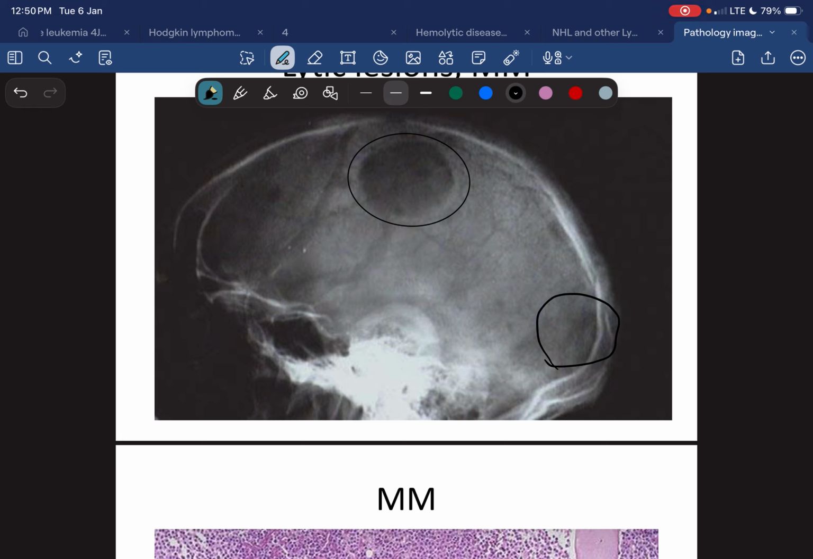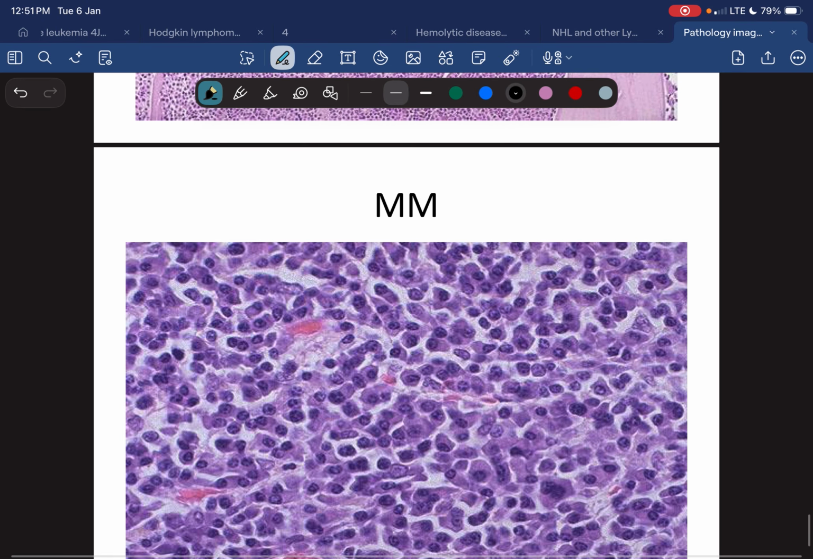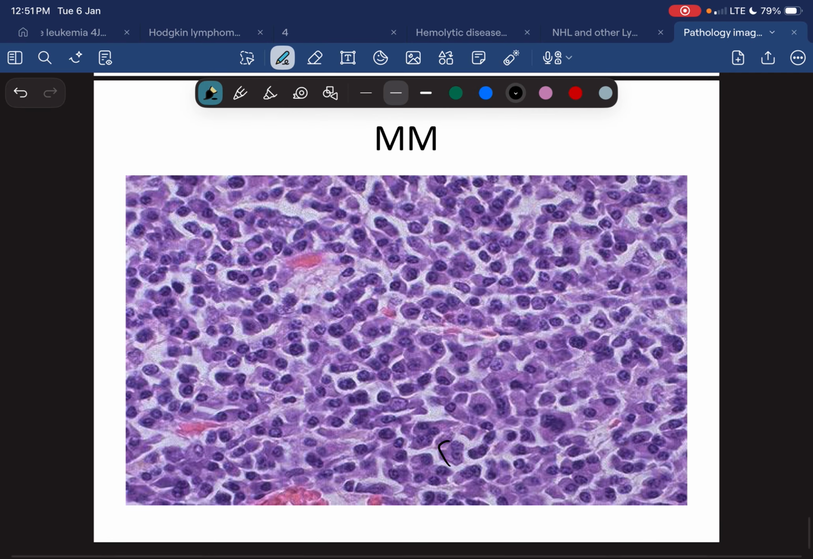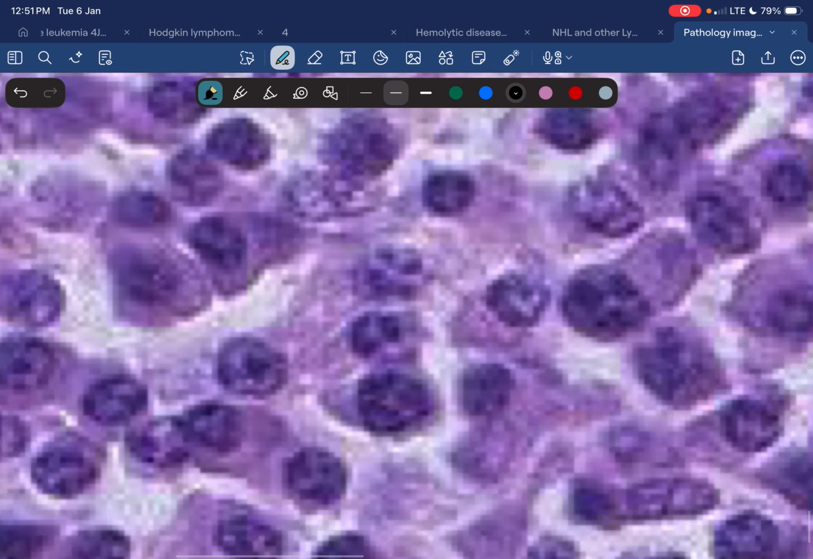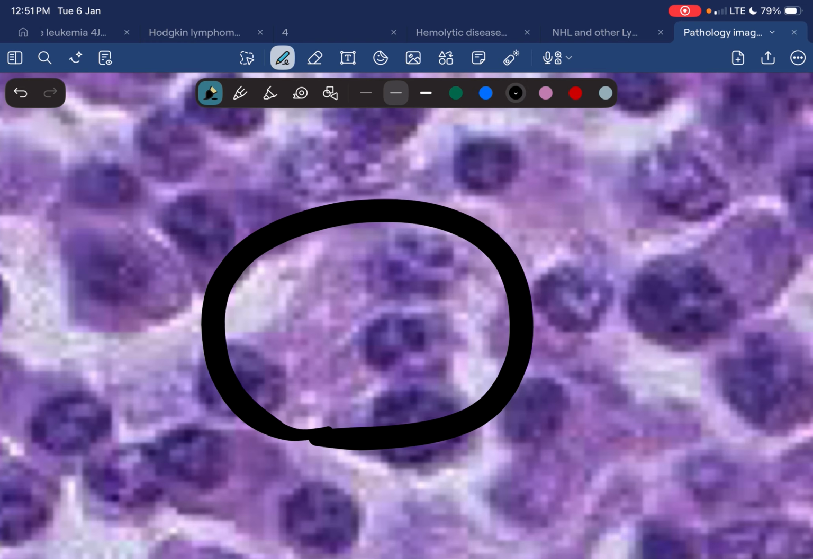Higher power on these cells, we can appreciate what the characteristic features of the plasma cells اللي هم cartwheel appearance of the nuclei, eccentrically located nucleus. يعني لو تاخذوا هاي السيل مثلا nucleus جاي to the side والcytoplasm to the other side. Okay? They are infiltrated by plasma cells.